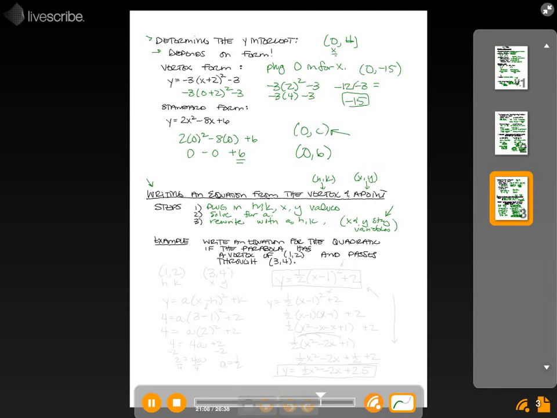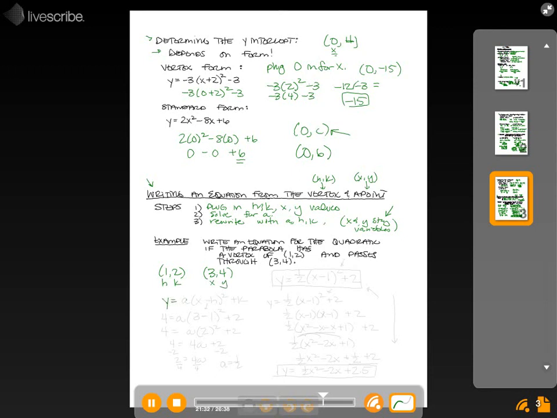So let's look at our example. Hopefully this will make sense when we do this. It's really not that difficult. It's just knowing how to do your math facts in order of operations. It says write an equation for the quadratic if the parabola has a vertex of (1, 2) and passes through the point (3, 4). So they give us these 2 pieces of information. Vertex, again, is (h, k), and the point is going to be (x, y).